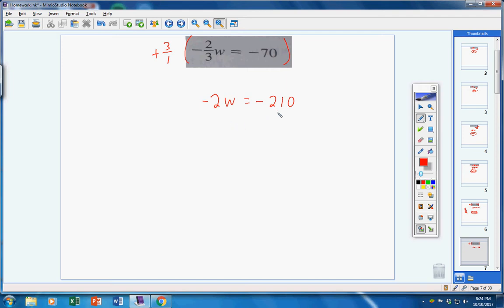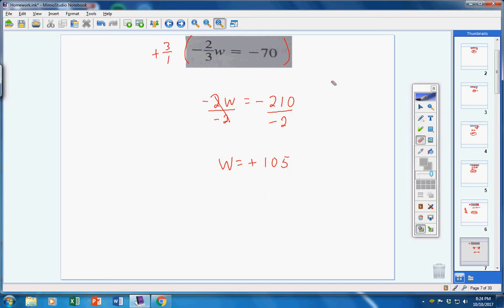Move the variable terms to one side and the constant terms to the other side. And then next, get rid of your coefficient. So I divide by negative 2. A negative over a negative is positive. 210 divided by 2 is 105.